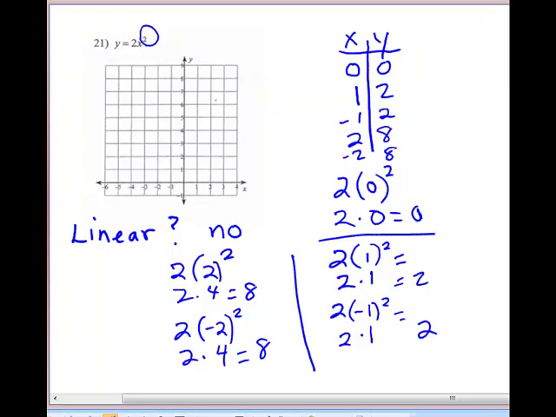So let's see what it looks like. So we have 0, 0. We have 1, 2. We have -1, 2. We have 2, and we're going up to 8. And we have -2, 8. So we have a parabola.